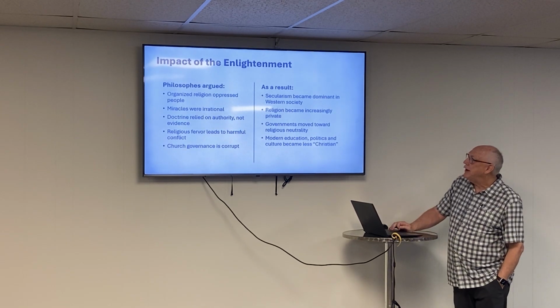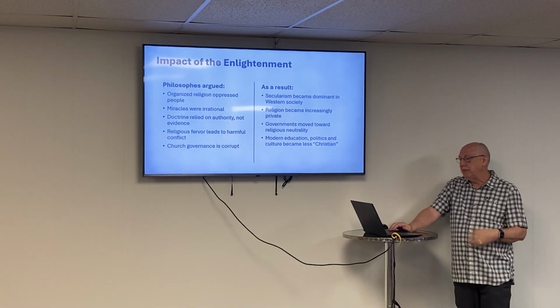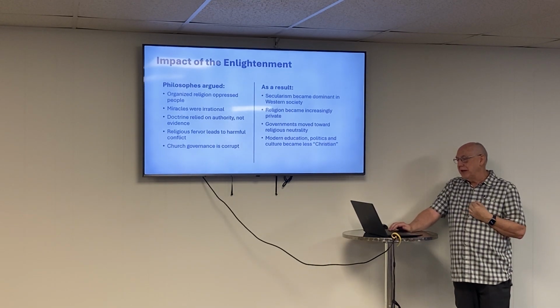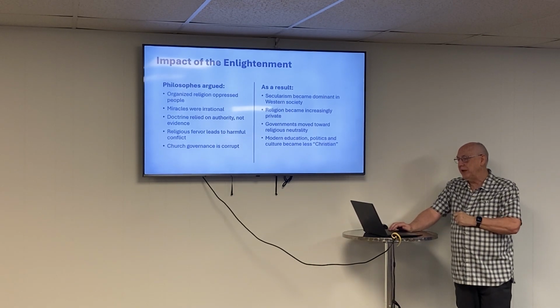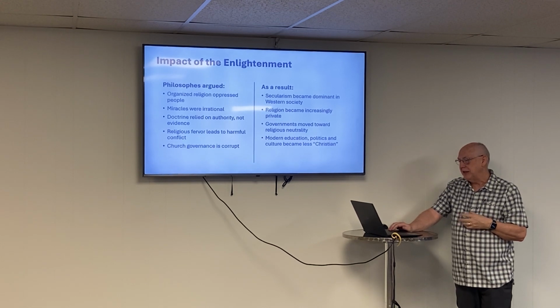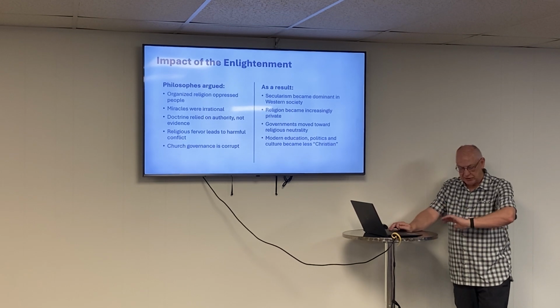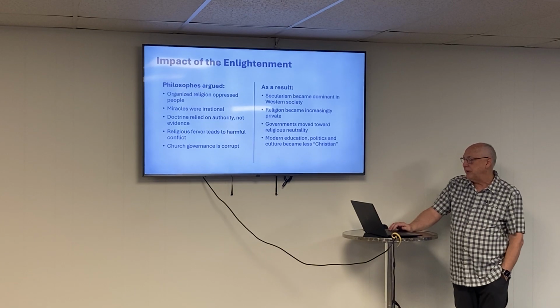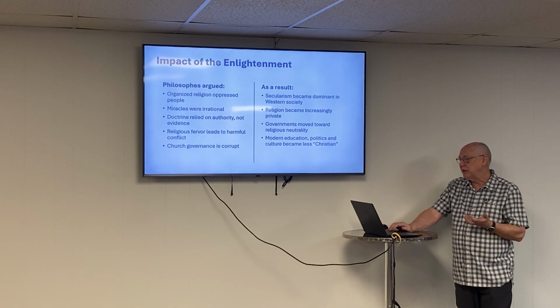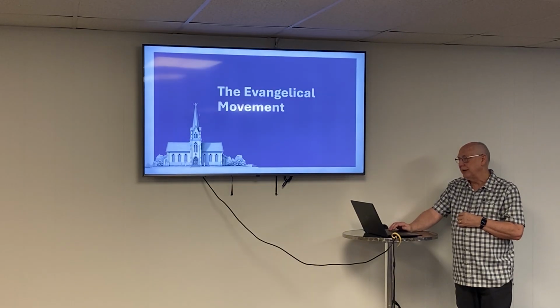So what is the impact of the Enlightenment? The Philosophes argued that organized religion oppressed people, miracles were irrational, doctrine relied on authority, not evidence, religious fervor leads to harmful conflict, church governance is corrupt, and as a result, secularism became dominant, religion became increasingly private, governments moved toward religious neutrality, and modern education, policies, and culture became less Christian.